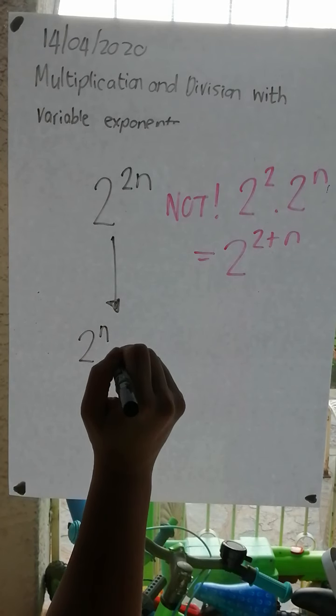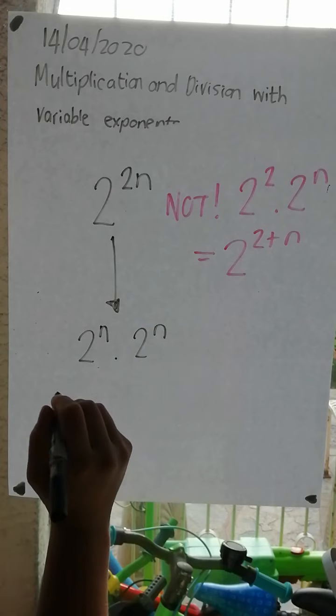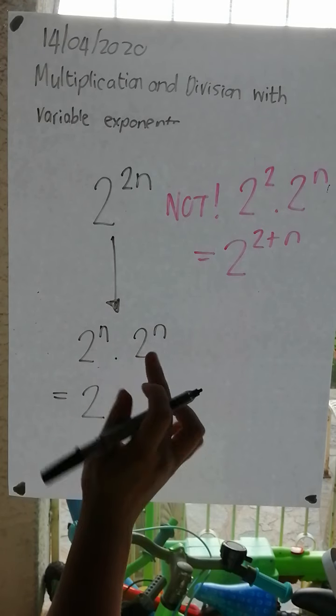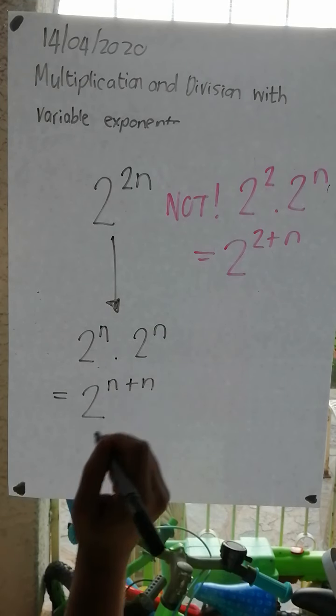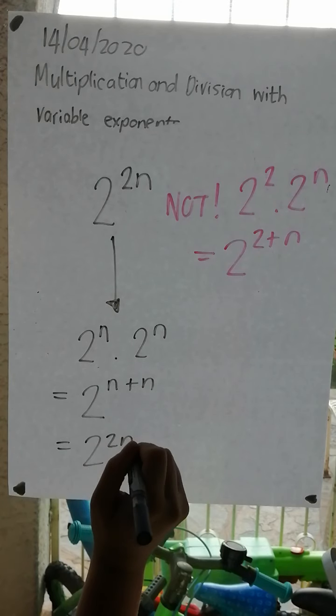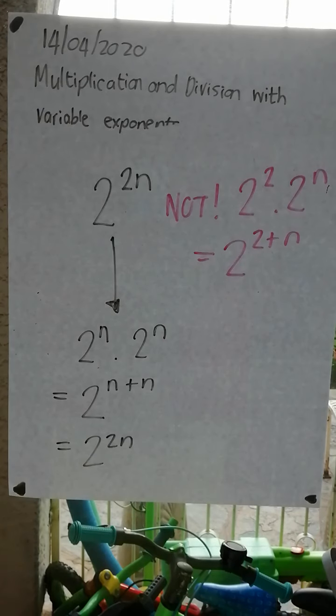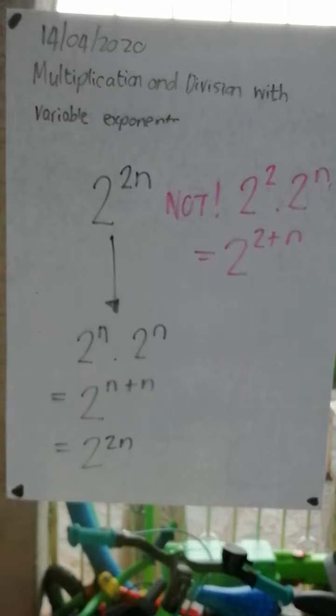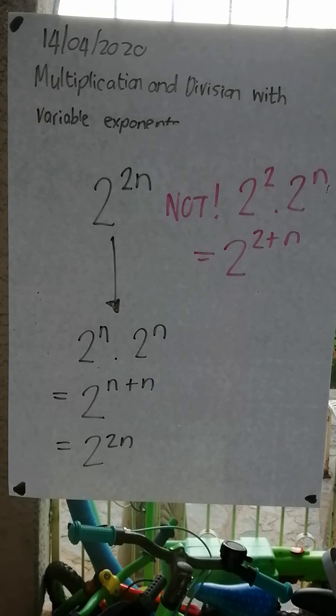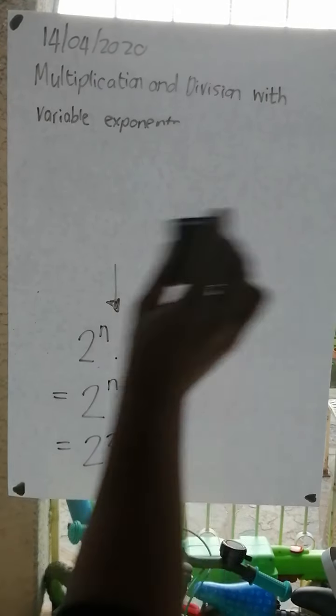2 to the power of n times 2 to the power of n. Why? Keep the base, add the powers, n plus n gives you 2 to the power of 2n. So this is very important to remember, what it does look like and what it doesn't look like. Okay, let's get straight into the examples.